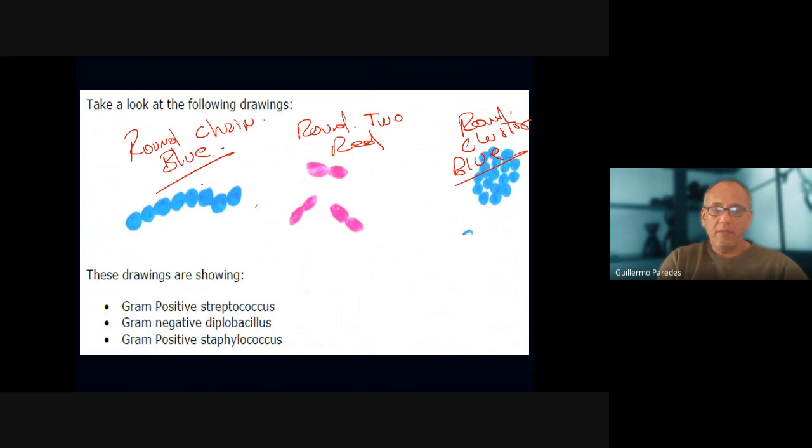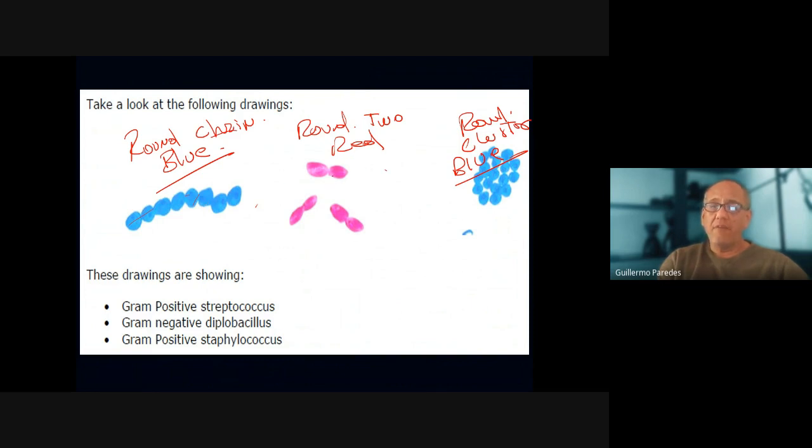So that means that this is round, coccus, cluster, staphylo, blue, gram positive. So staphylococcus is gram positive. Here we have a chain, a streptococcus. Why? Because of the chain organization. The shape is round and blue means positive. So staphylococcus and streptococcus are gram positive.